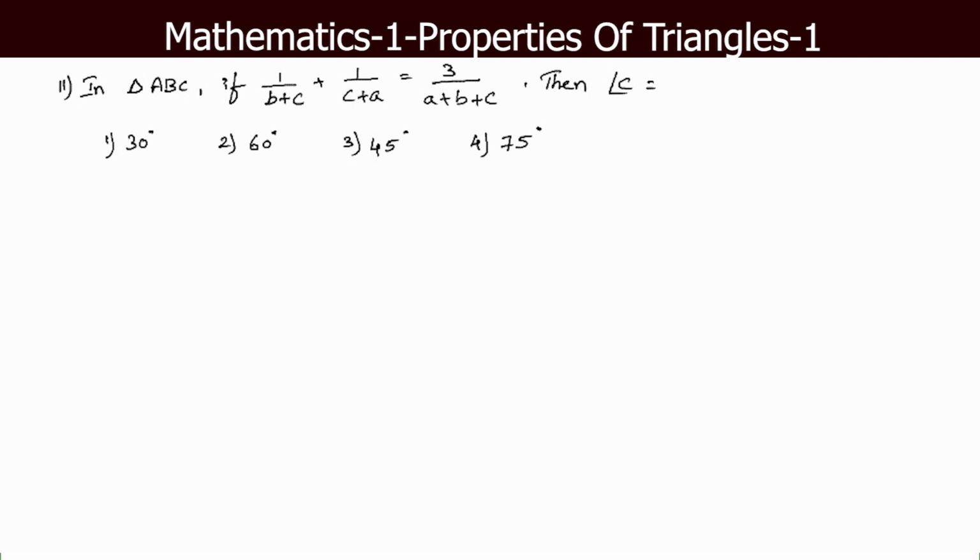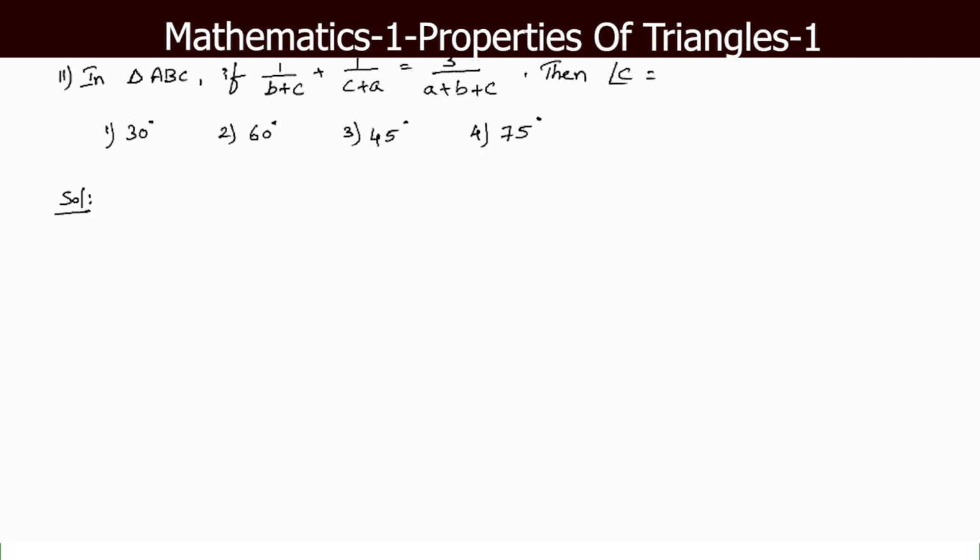The formula for angle C is nothing but you will get the angle C is always 60 degrees. So you can remember it. And the converse of this problem is also true. That means in a triangle, if angle C is equal to 60 degrees, then 1 by (B plus C) plus 1 by (C plus A) will always be equal to 3 by (A plus B plus C).